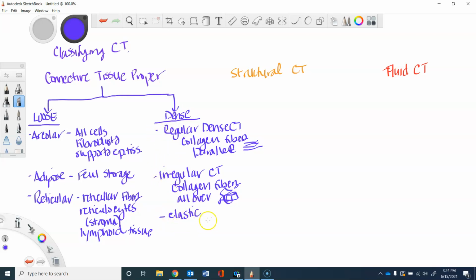Elastic connective tissue. And elastic connective tissue, you know, these are going to have stretch and recoil properties. They're kind of like rubber bands. You're going to find them especially in muscle. You'll find them in the lungs, so you can breathe in and out and your lungs snap back. They're between the spinal bones of the spinal column.